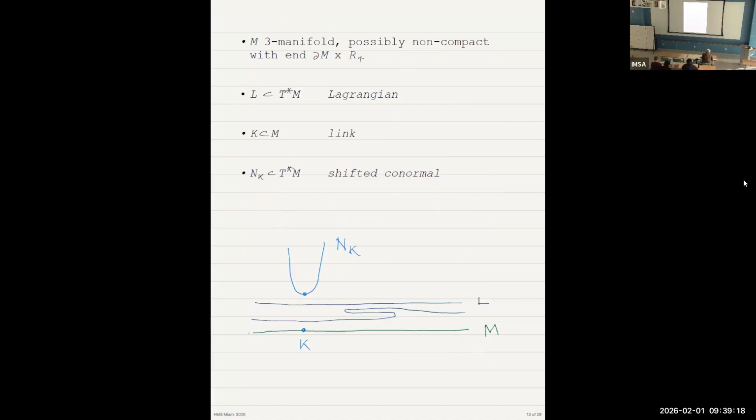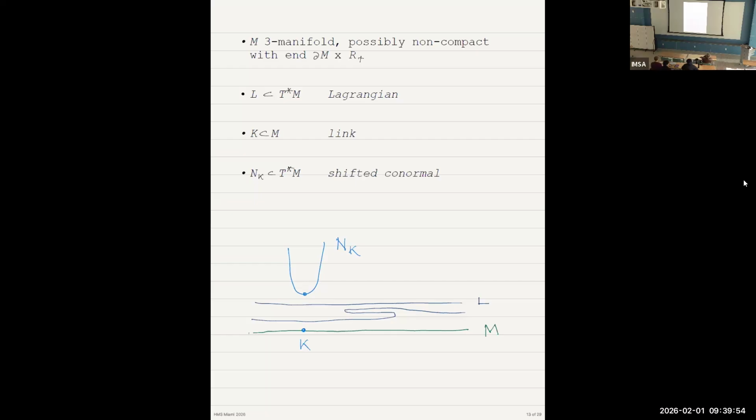So here is, more carefully, the setup. We have a three manifold M, maybe non-compact, with some very long ends, and we have a Lagrangian inside this cotangent bundle. This Lagrangian may also have some boundary at infinity and so on, but let me not detail it. It will be clear when we come to examples. And inside this zero section M, we have a link.